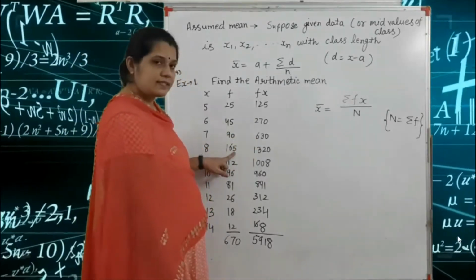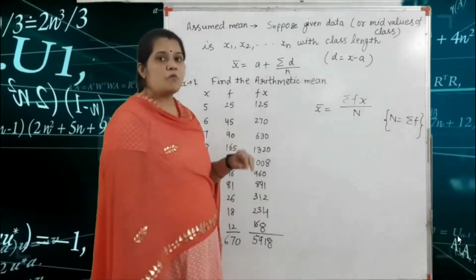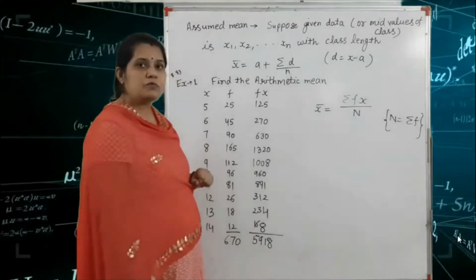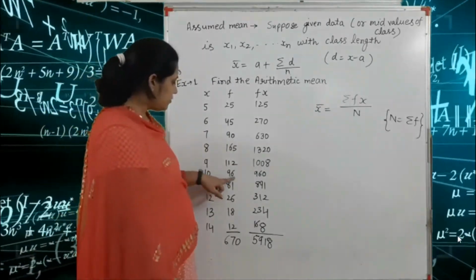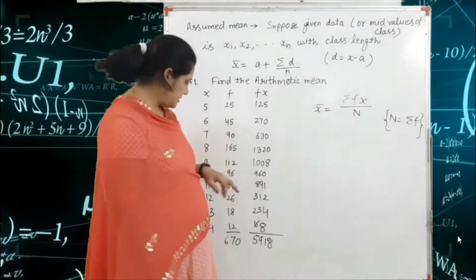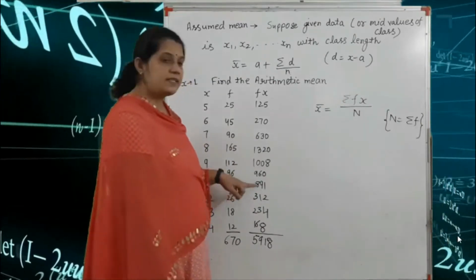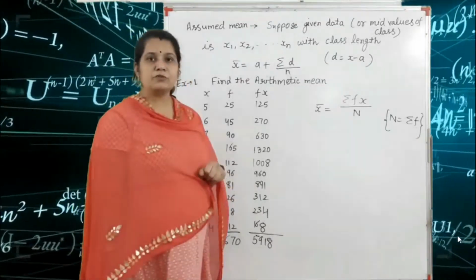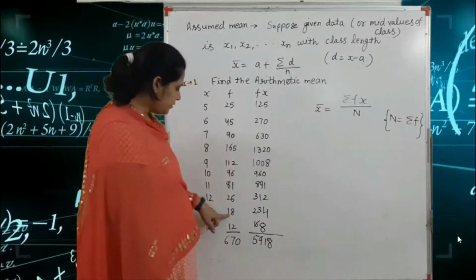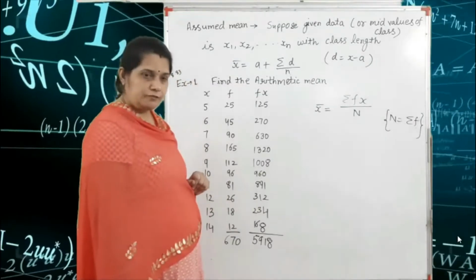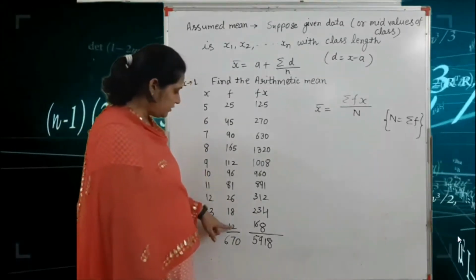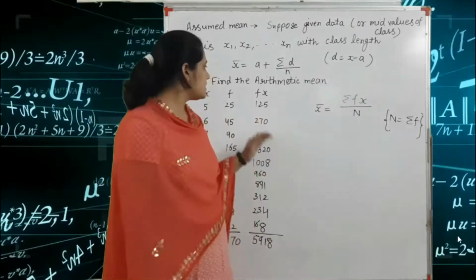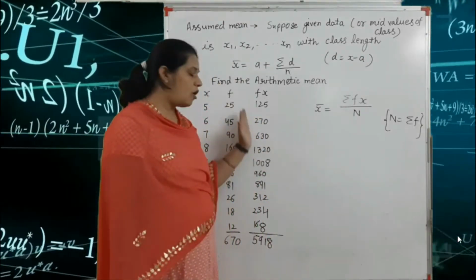8 into 165 is equal to 1320. 9 into 112 is equal to 1008. 10 into 96 is equal to 960. 11 into 81 is equal to 891. 12 into 26 is equal to 312. 13 into 18 is equal to 234. And the last value is 14 into 12 is equal to 168. Okay, so this is the value of the f into x.